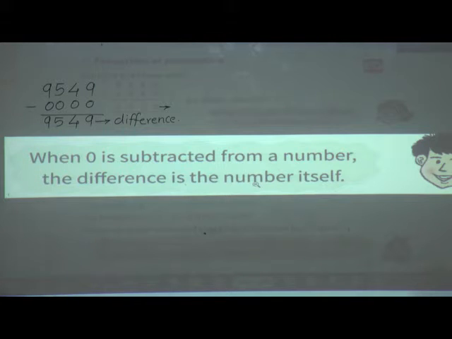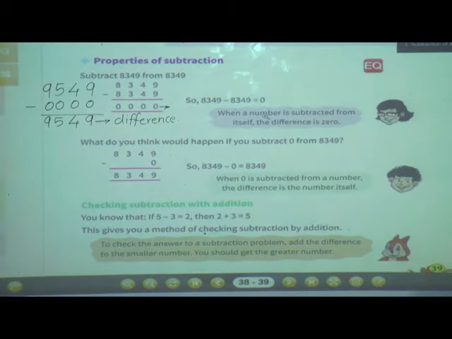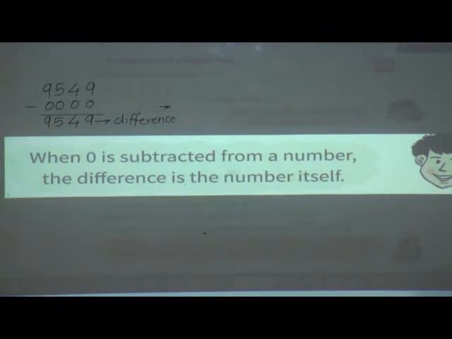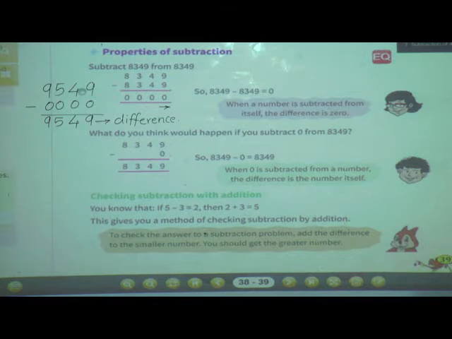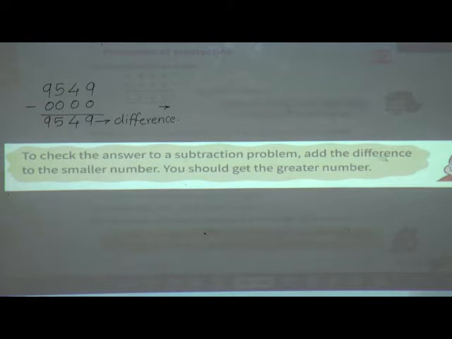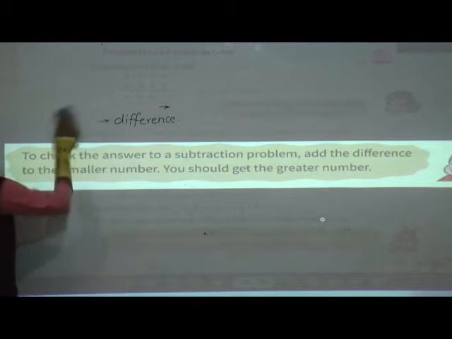So here we have seen the two properties. The first property was when a number is subtracted from itself, the difference is 0, and another property is when 0 is subtracted from a number, the difference is the number itself. Now here we have done the subtraction, okay, but how to check whether our answer is correct or wrong? For that, to check the answer to a subtraction problem, add the difference to the smaller number, you should get the greater number. Suppose now here we have done one subtraction.